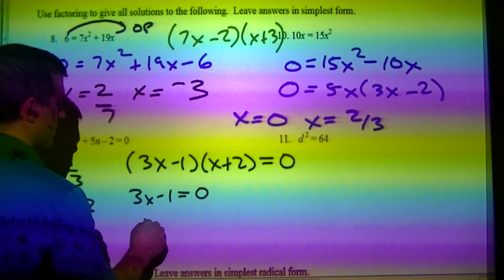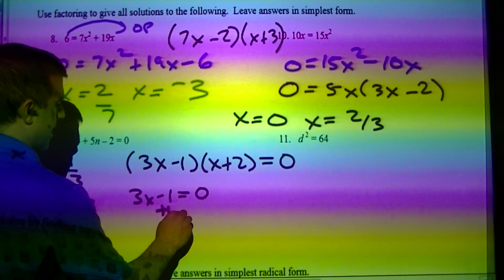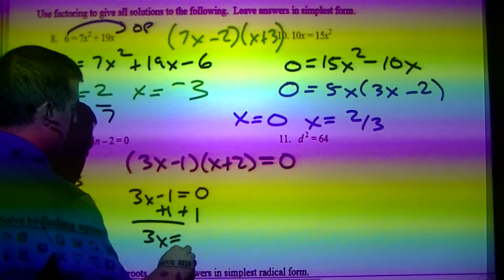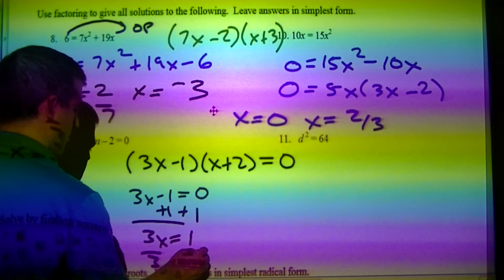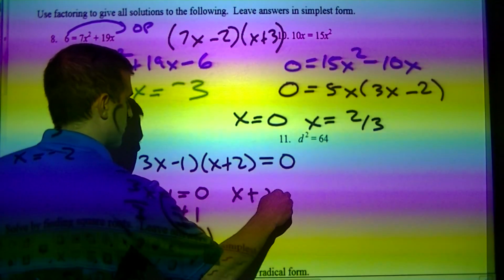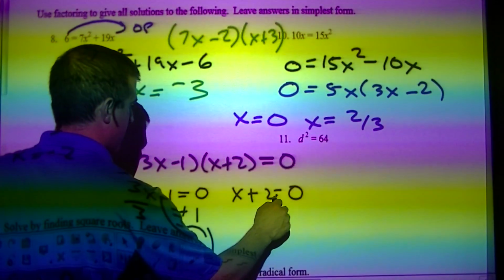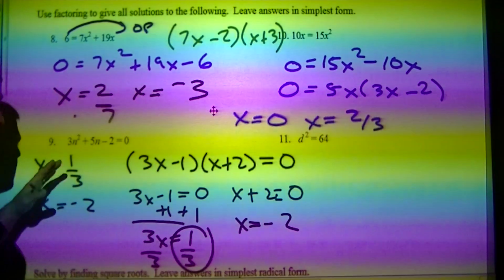For those who are choosing to solve that way, as you can see, 3x equals 1, x equals 1/3. X plus 2 equals 0, that's going to be x equals negative 2. You can do it either way.